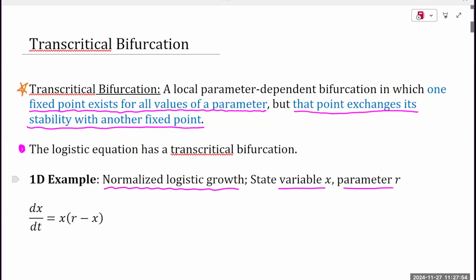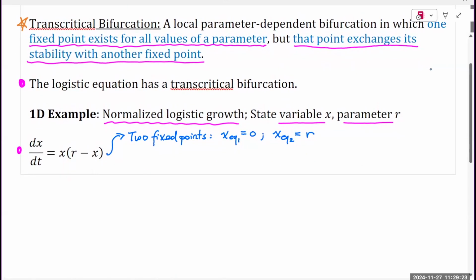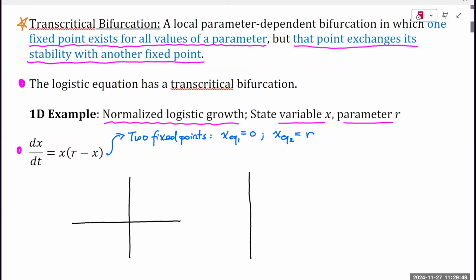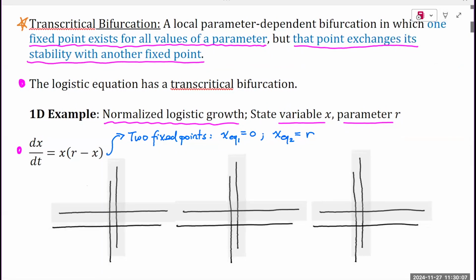We identify our state variable x and our parameter r. The differential equation is x times r minus x. Once again, we can do an analysis of the location and stability of the equilibrium points by plotting the x versus dx dt plots. We also see through an algebraic analysis that there are going to be only two fixed points, and those are going to be x equals 0 and x equals r. In the same way we did with the previous analysis, let's plot the x versus dx dt functions.